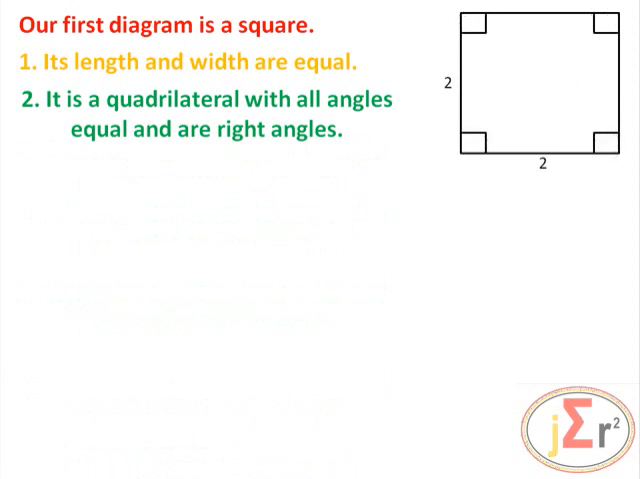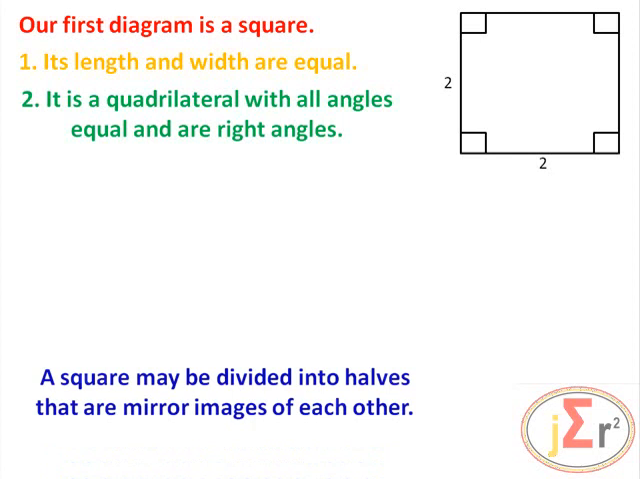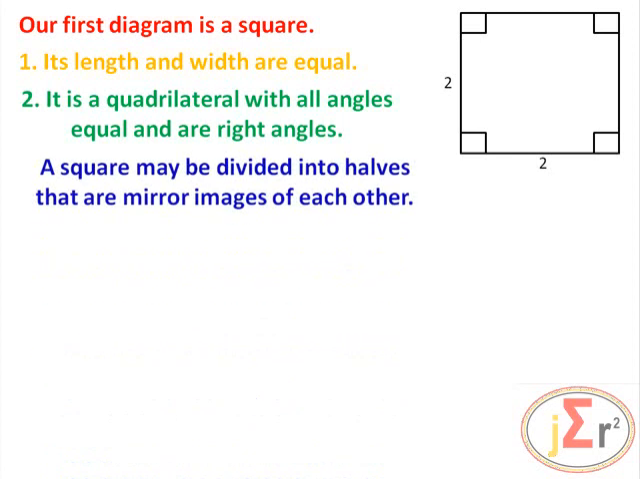Its length and width are equal. It is a quadrilateral with all angles equal and are right angles. So as long as all angles are right angles and adjacent sides are equal, then we are sure that all of the sides are equal, and that figure is a square. A square may be divided into halves that are mirror images of each other.